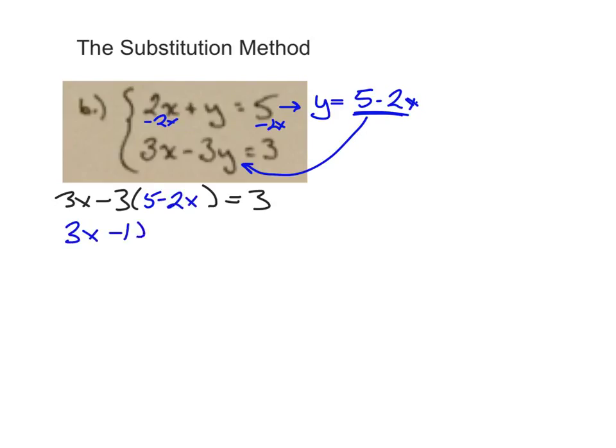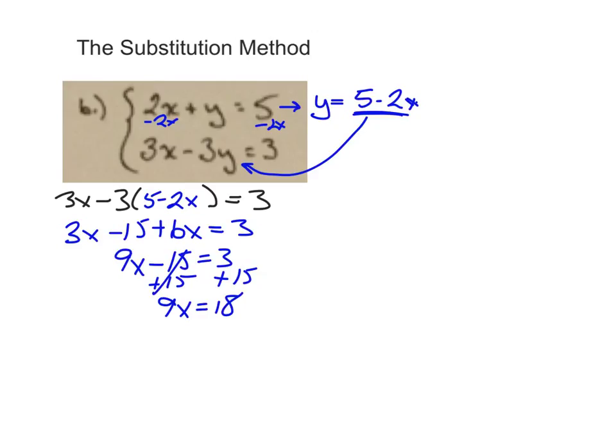Distribute. Combine like terms. Add 15 to both sides. Then divide by 9. x equals 2.